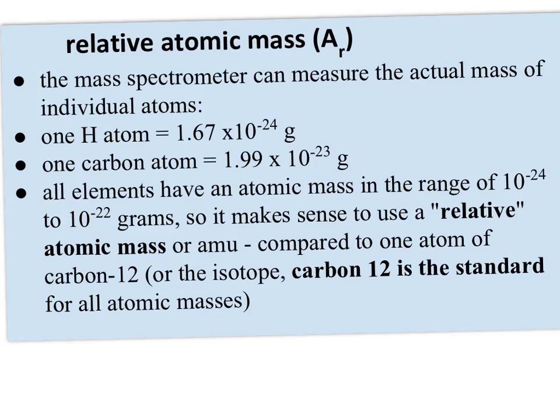Which makes for really little, really hideous numbers to work with. So it makes sense to use a relative atomic mass, or a mass given in amu, atomic mass units. So atomic mass units are based off a standard. Relative means compared to something, and the standard, or what we're comparing all atoms to, is one atom of the carbon-12 isotope. And carbon-12 isotope is assigned a mass of 12 with its 6 protons and 6 neutrons.